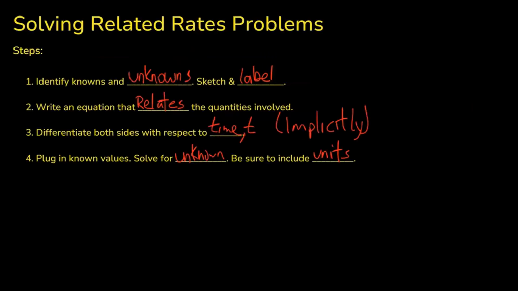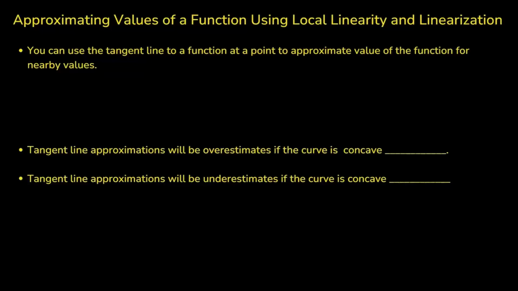Solving related rate problems, we talked about 4 main steps. First, you want to identify your knowns and unknowns, sketch and label a diagram if that's appropriate. Second, write an equation that relates the quantities involved. Make sure you don't plug in any quantities that are changing until the end. Third, you want to differentiate both sides with respect to time t using implicit differentiation. Then fourth, plug in the known values, solve for your unknown, and always, always, always be sure to include your units.